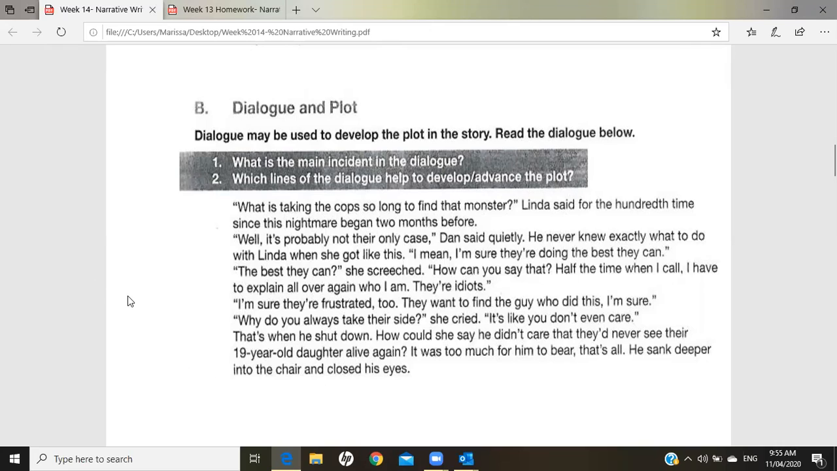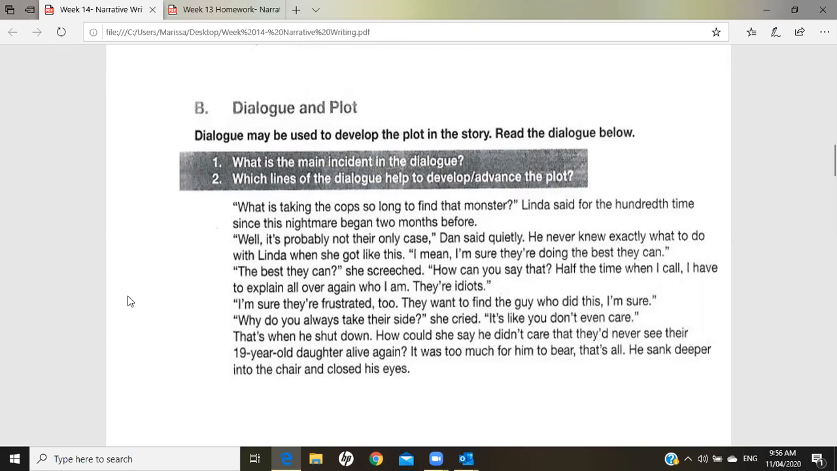Husband and wife. Yeah, they're husband and wife. Because Linda is the mom, Dan is the husband, right? And we know that they have a 19-year-old daughter alive again. And how do they feel? How does Linda feel about the entire situation? And how does Dan feel? Frustrated about it?